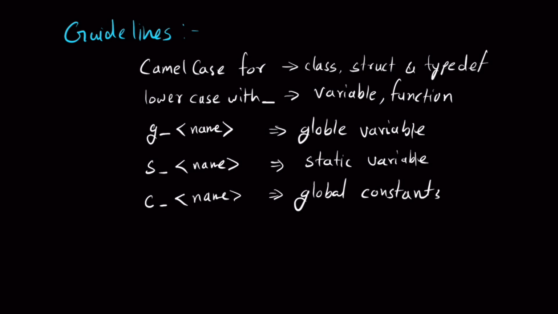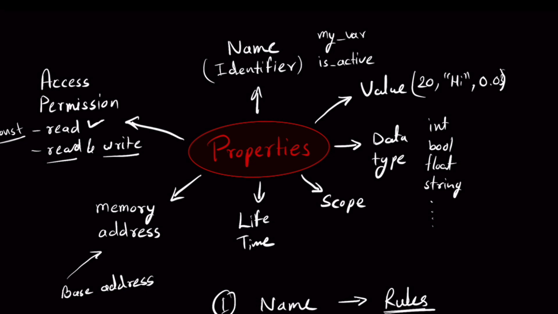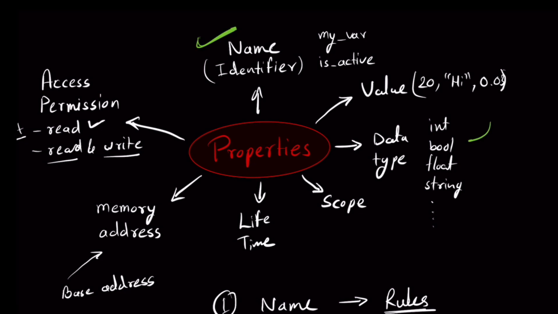These guidelines help developers understand what type of variable they are referring to throughout the code. So till now we learned about the identifier rules and the guidelines. In the next video, we'll learn about the other properties.